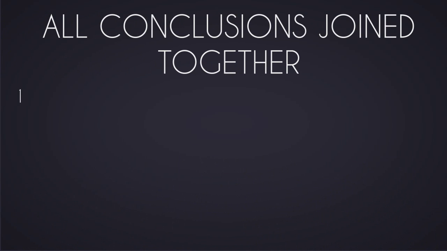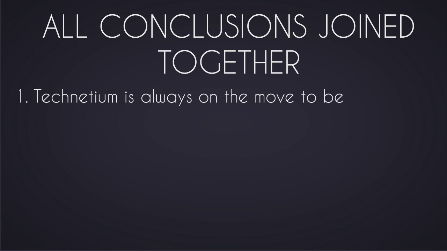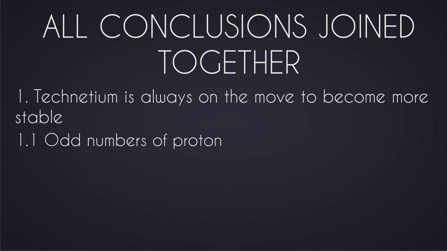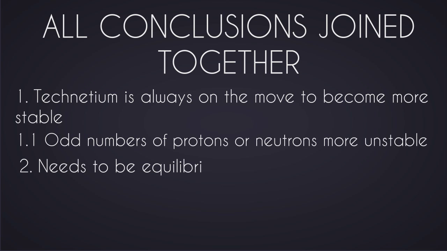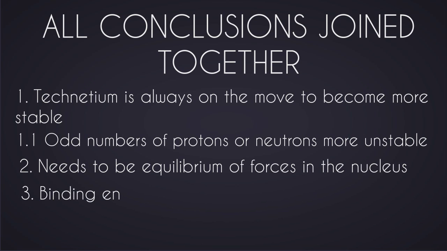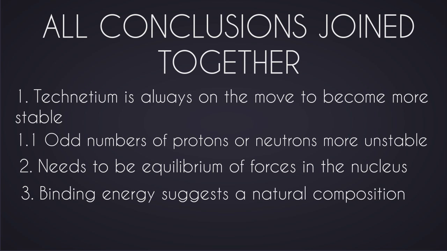Alright, so let's bring all the pieces back together. We know technetium is constantly on the move to a more stable state, most times ending up as molybdenum or ruthenium. Also, we remember that odd numbers will bring out more instability generally. For the nucleus, we must have equilibrium of forces between nucleons.